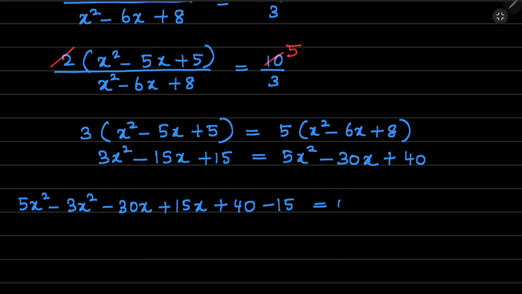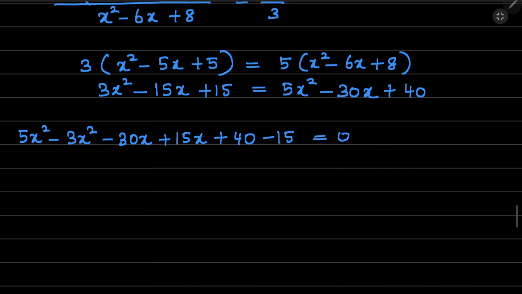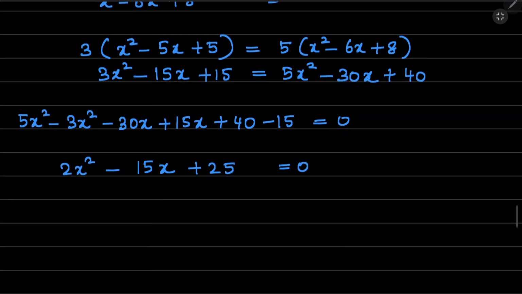Okay, you're just transposing the terms to one side. So positive becomes negative, negative becomes positive. 5x square minus 3x square is 2x square, minus 30 plus 15 is minus 15x, plus 40 minus 15 is plus 25, equal to 0. Let's do the factorization using middle term splitting.